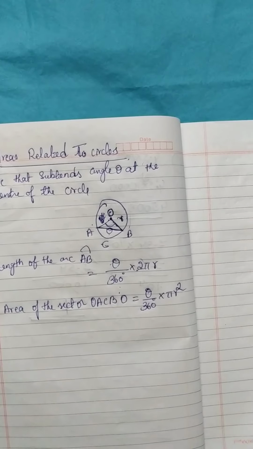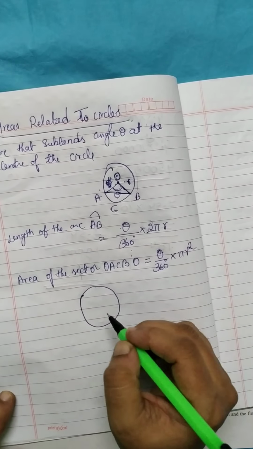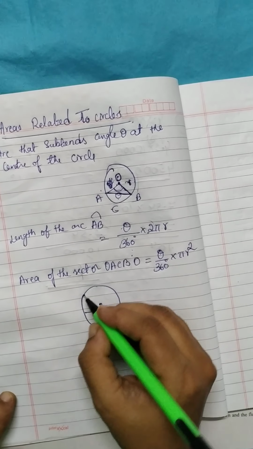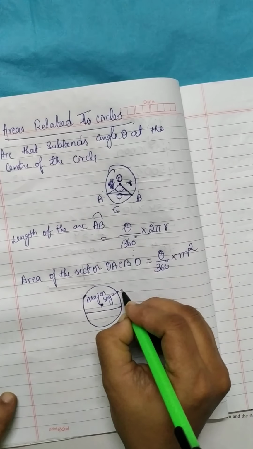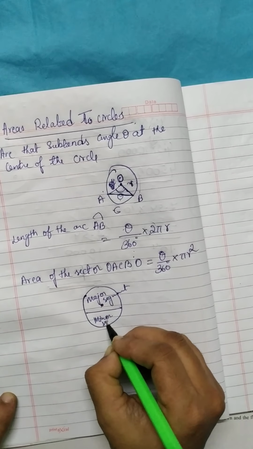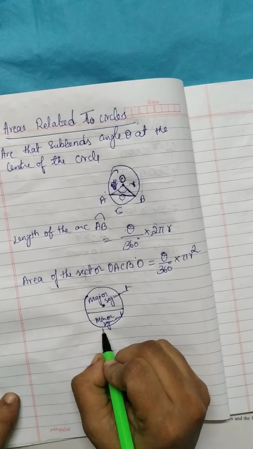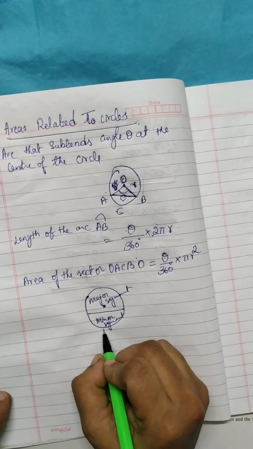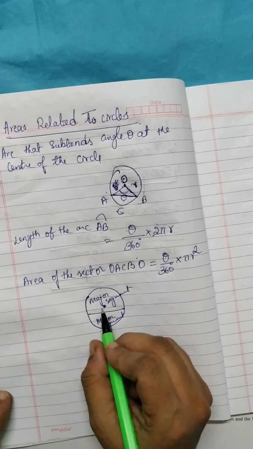Along with this, you should know how to find out minor segment and major segment. So if this is a circle, and if this is a central angle, this will be a major segment, isn't it? And this will be a minor segment. The larger part is called major segment and the smaller part is called minor segment. I hope you all know about it. A segment in a circle is a region bounded by an arc and a chord.